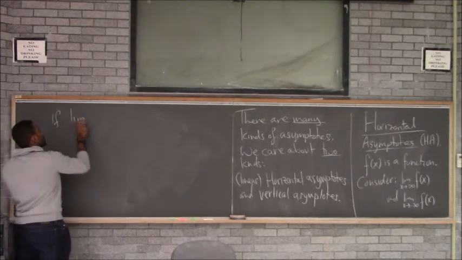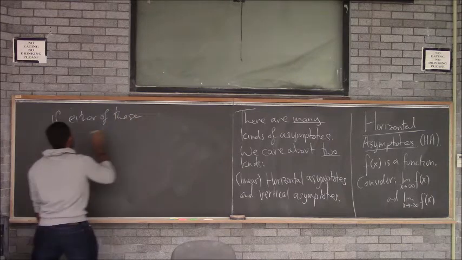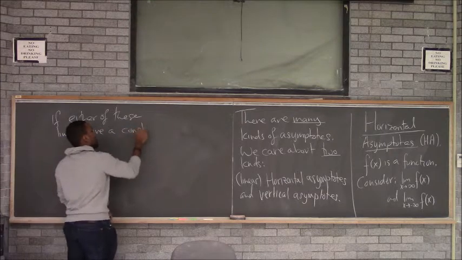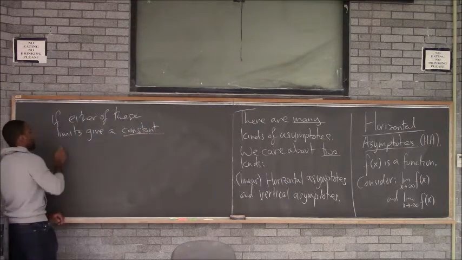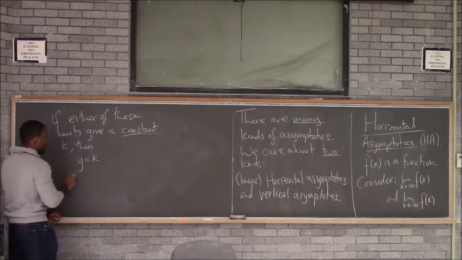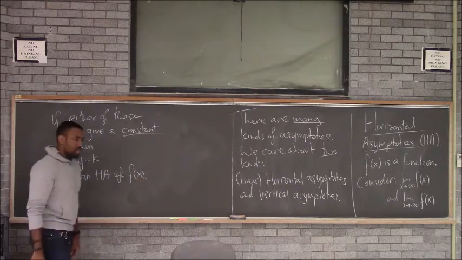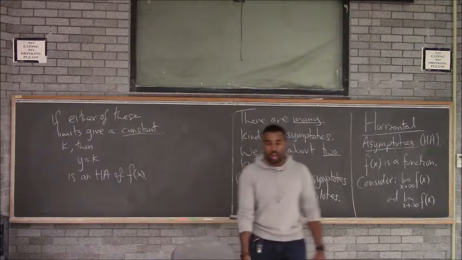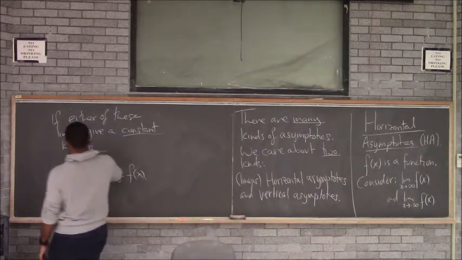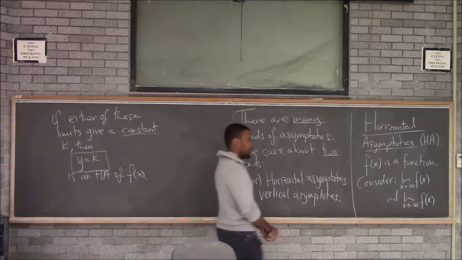If either of these limits gives a constant, k, then y equals k is an HA of f of x. Find the limits as x approaches infinity and negative infinity. If you get a constant value going in either direction, then you have a horizontal asymptote, and y equals the value of that limit is going to be the equation of that asymptote.